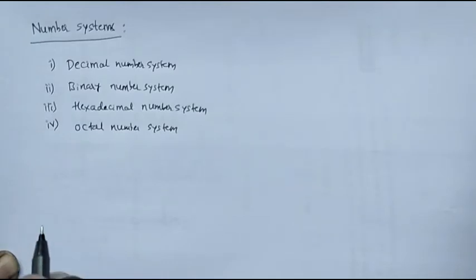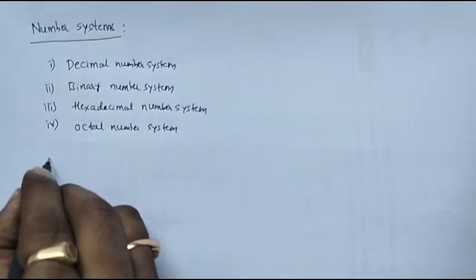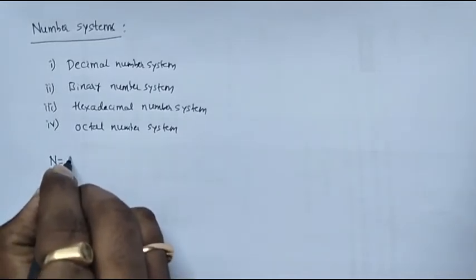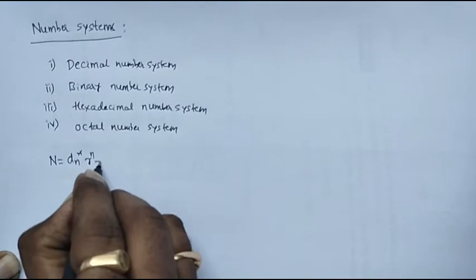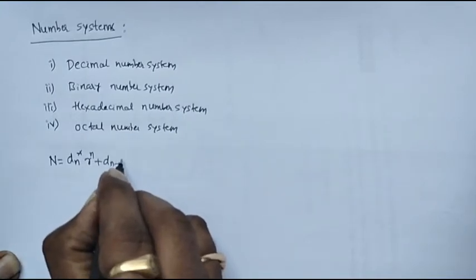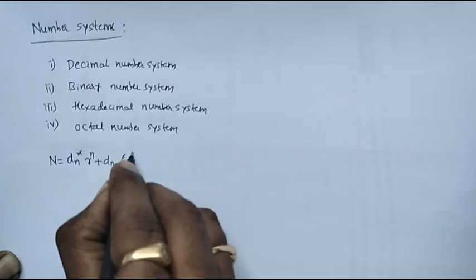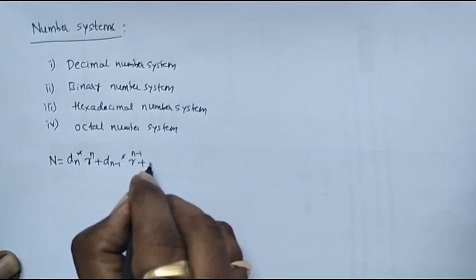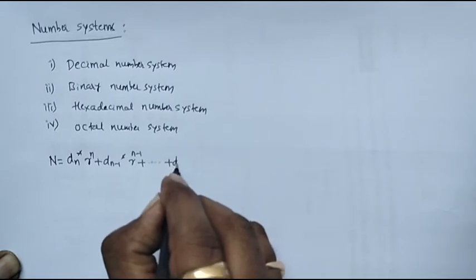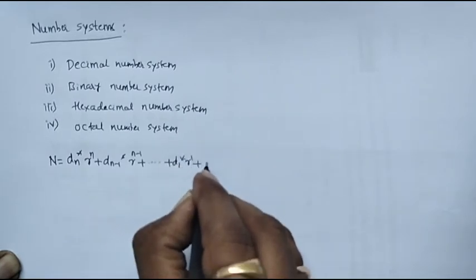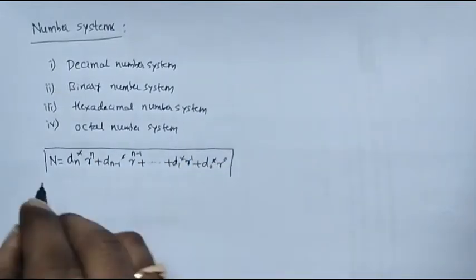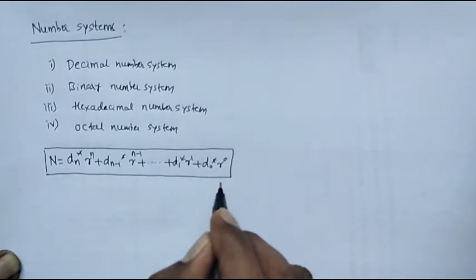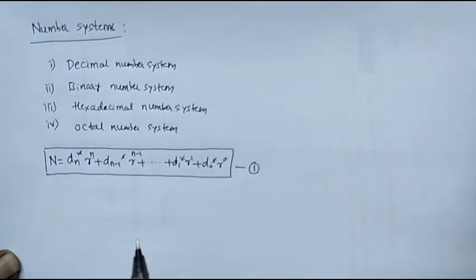General form representation of any number in any number system is represented as N is equal to dn multiplied with r raised to n plus dn minus 1 multiplied with r raised to n minus 1 plus so on, d1. This is general form representation of any number in any number system.